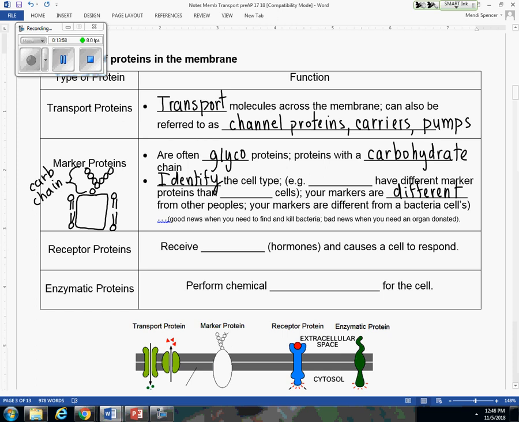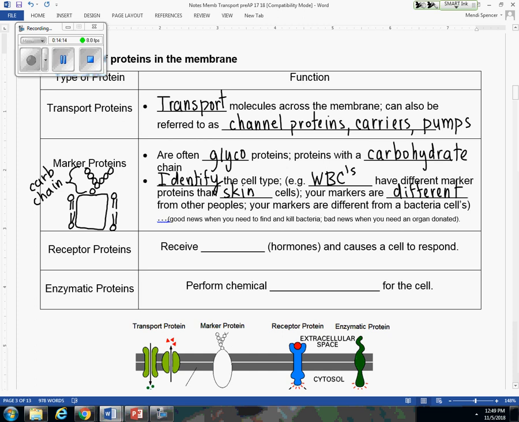Also, your different cell types are going to have different markers. Like, for example, your white blood cells, so let's put white blood cells, they're going to have different markers on their surface than your skin cells, or your red blood cells, or your liver cells, and so on.